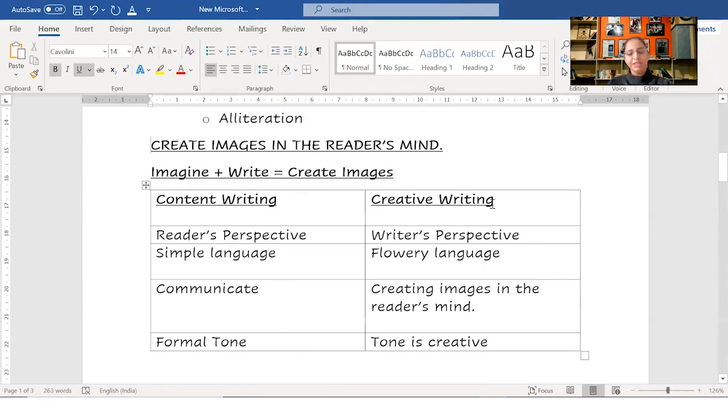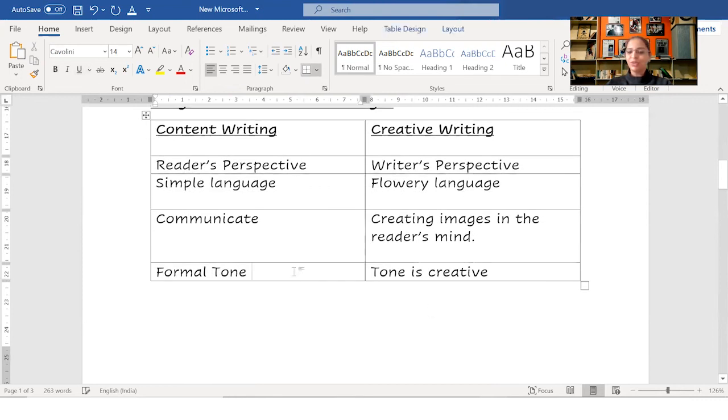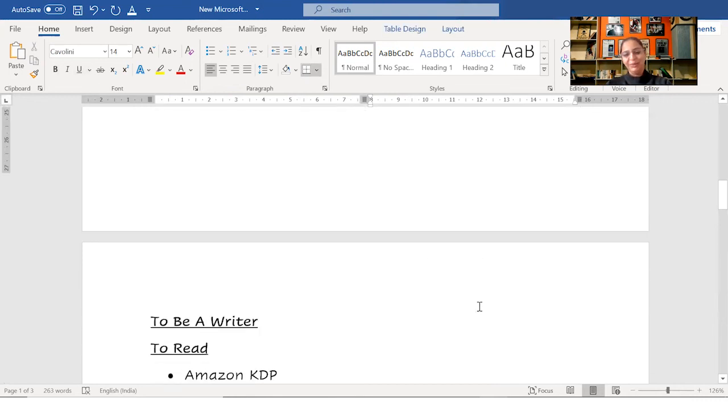Content writing, there's a difference in content writing and creative writing. In content writing, you write from the reader's perspective. You think about the target audience first. In creative writing, you write from the writer's perspective. You don't think about what the reader is gonna think. You use simple language, you use flowery language, communicate, and here you create images in the reader's mind. You use a formal tone, and your tone is creative here.